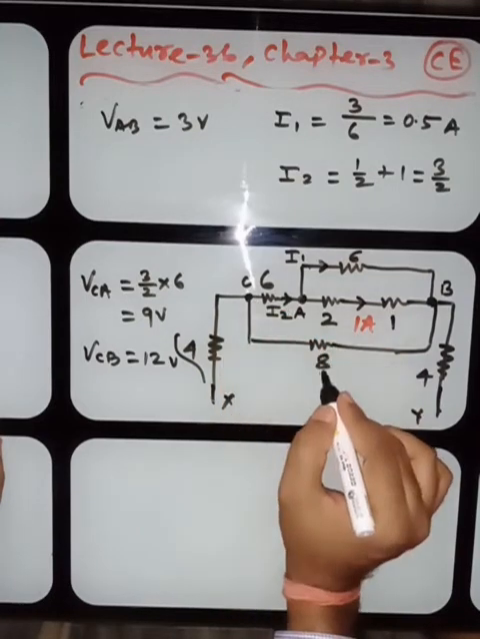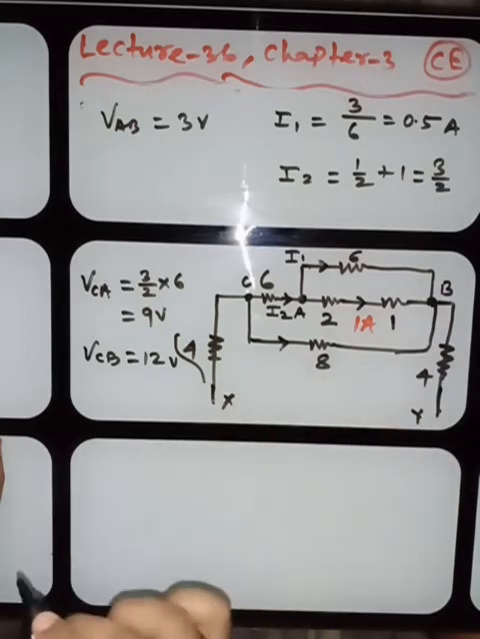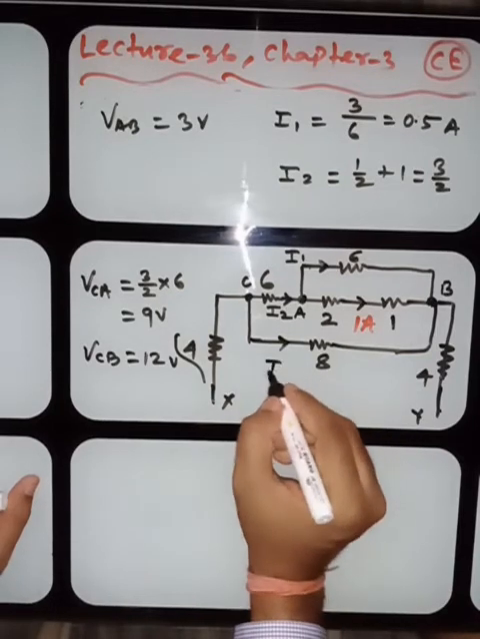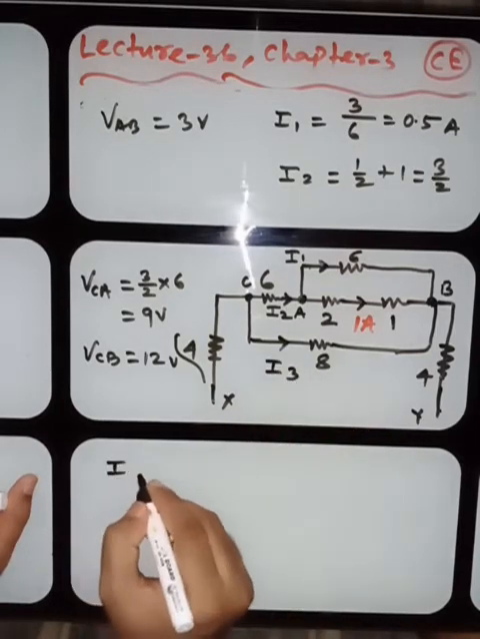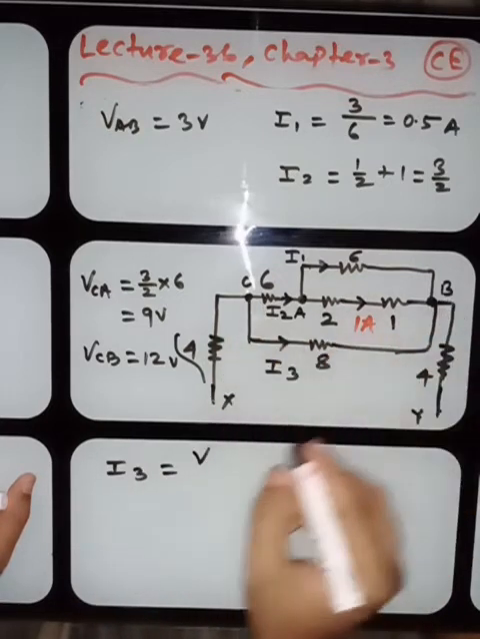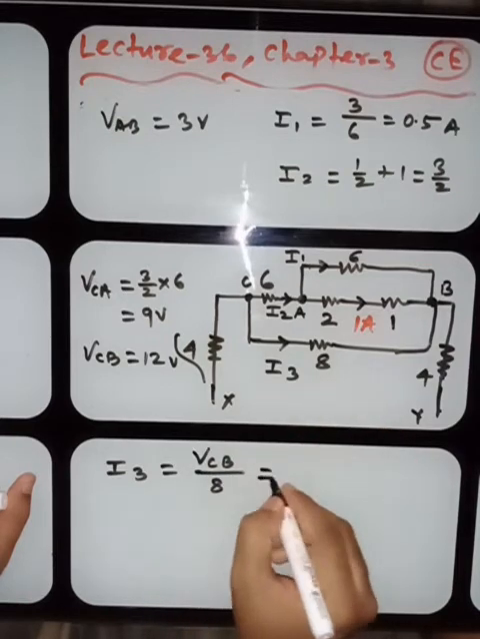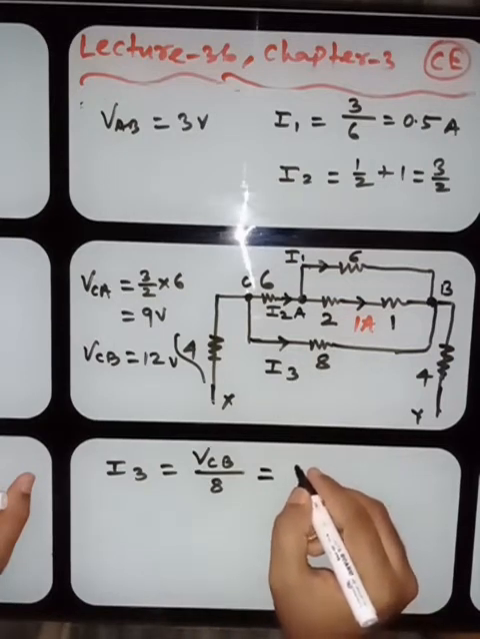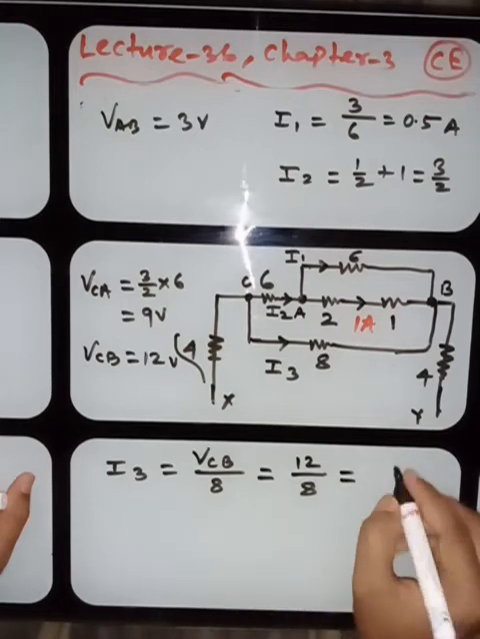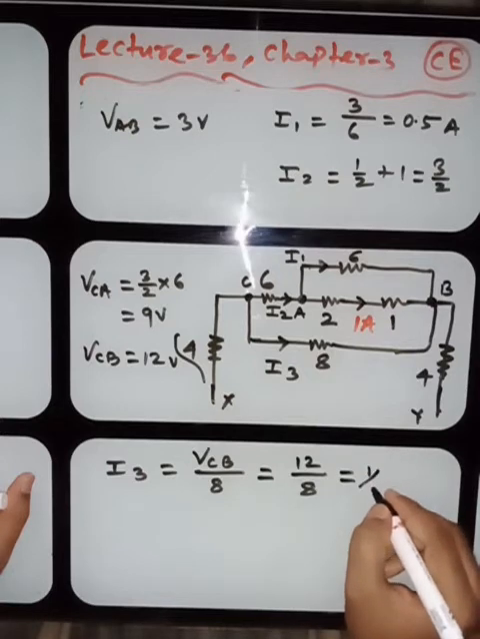Now look here, this resistor has 2 terminals between C and B. So what will be the current here? The resistor is 8 ohm, say the current is I3. So I3 will be V by R. The V across this resistor, whose terminals are C and B, is VCB, divided by the resistance 8. So the current will be 12 by 8. How much is it? It is 3 by 2, that is the half ampere.